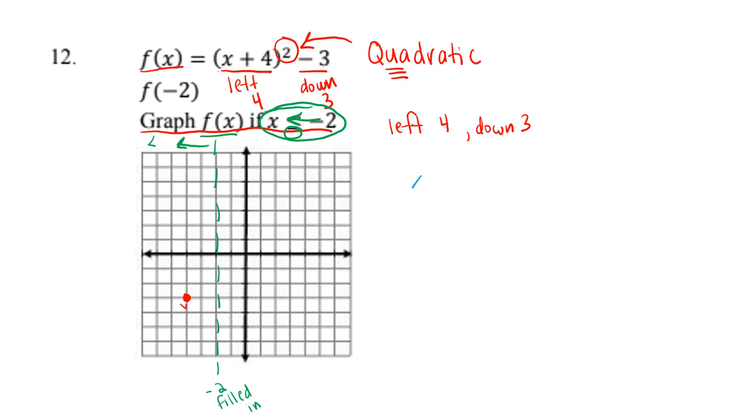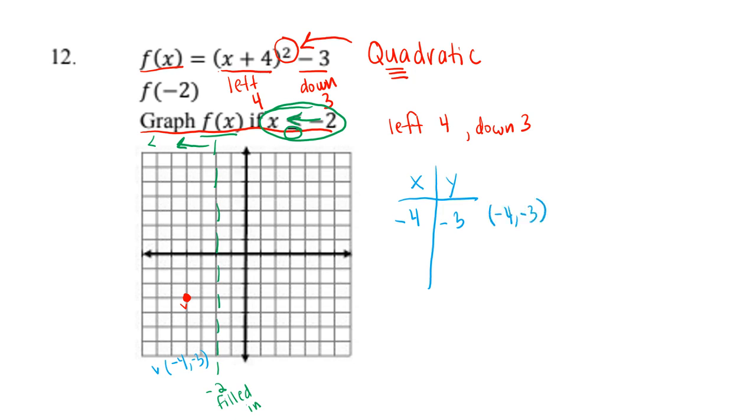So the last thing that we're going to do to finish off this graph is set up our table, x and y. This is where I like to follow that process of what's the coordinate point for our vertex. So our vertex is at -4, -3. We already have that point. We only need to find one more.